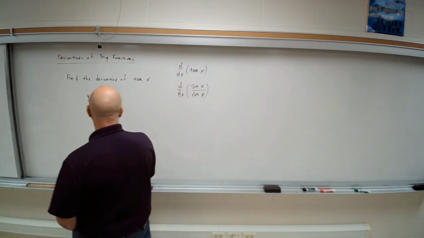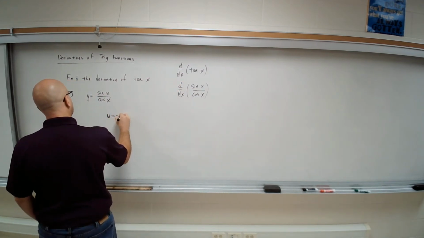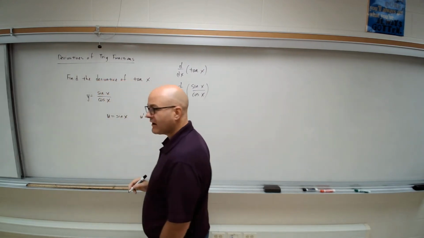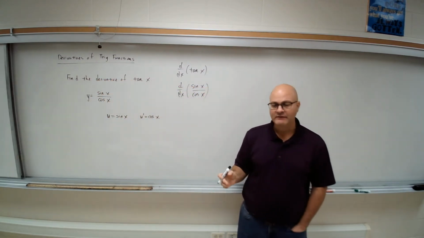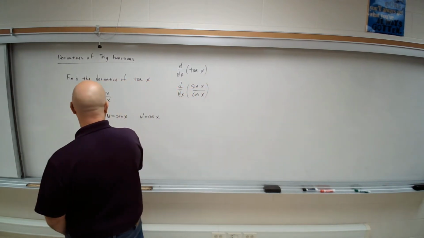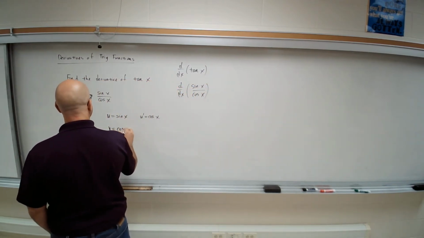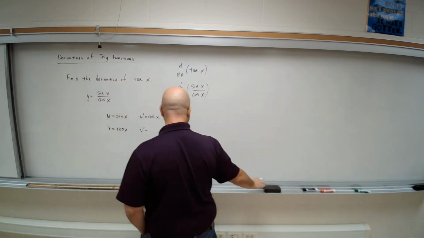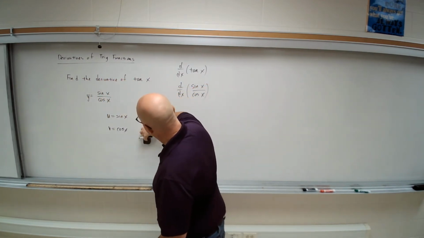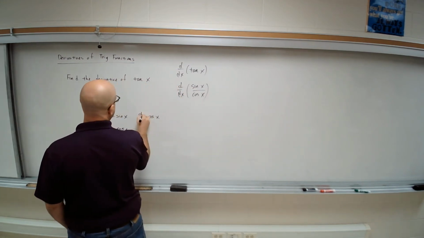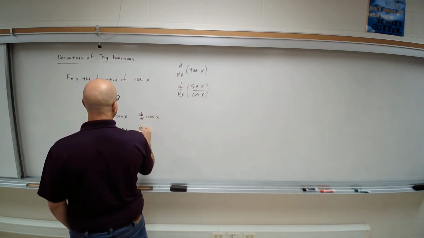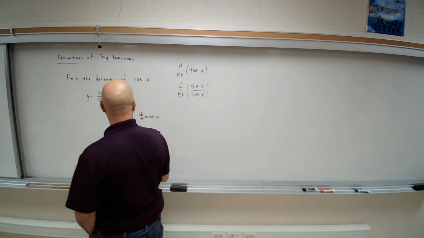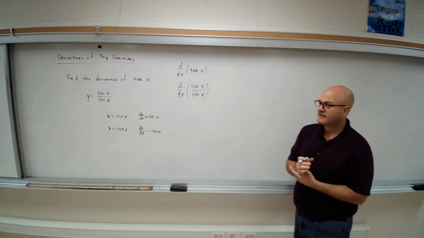So let's say u, which is our numerator, would be the sine of x, and u prime would be the cosine of x. Again, derivatives that we know. v, the denominator, is the cosine of x. So v prime, or if we're using differential notation, that'd be du over dx, and then dv over dx. Again, just to mix the notation up here.